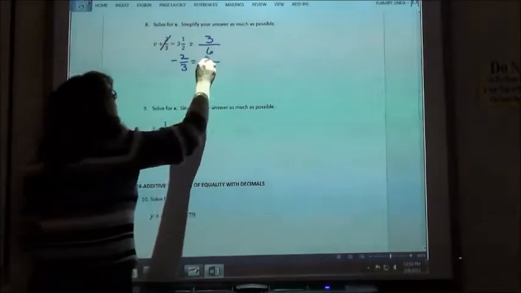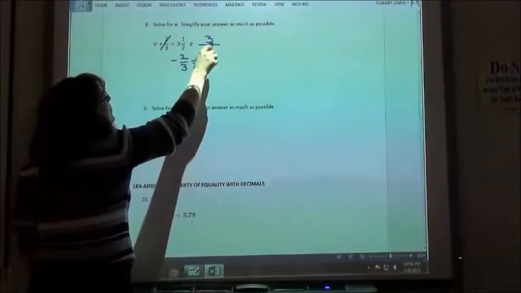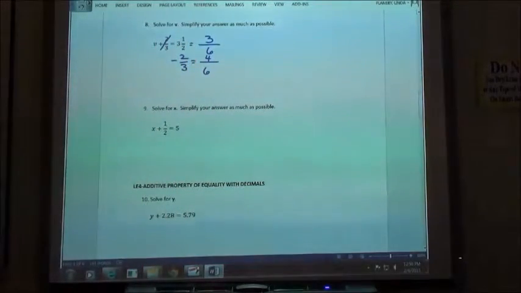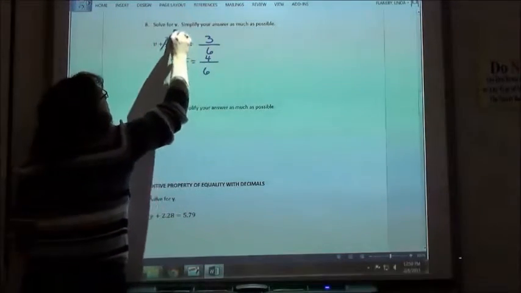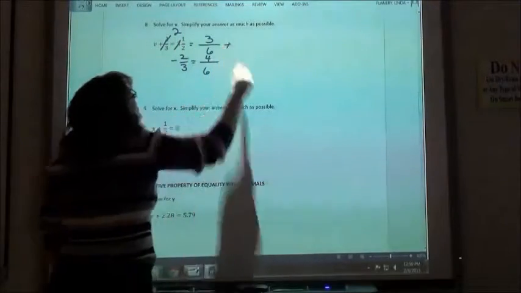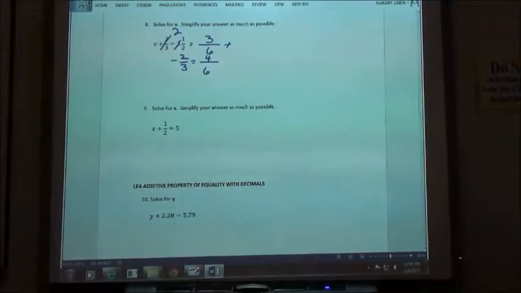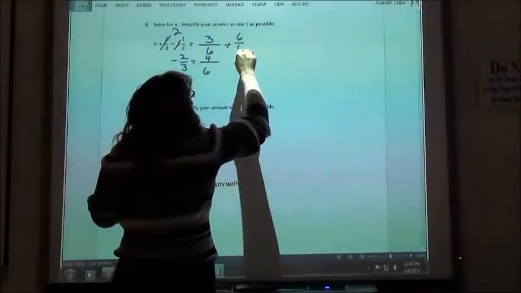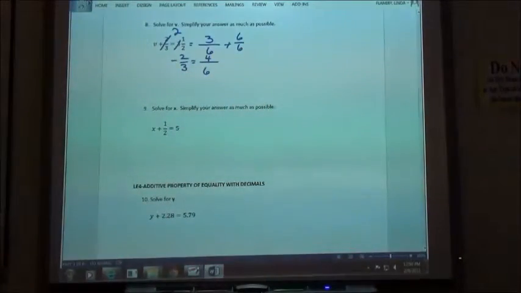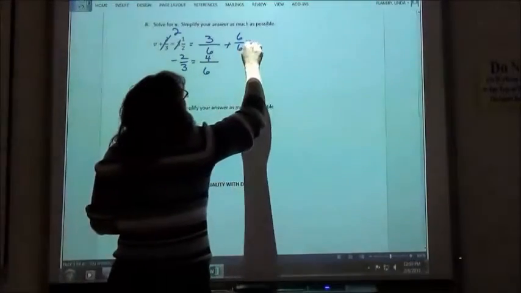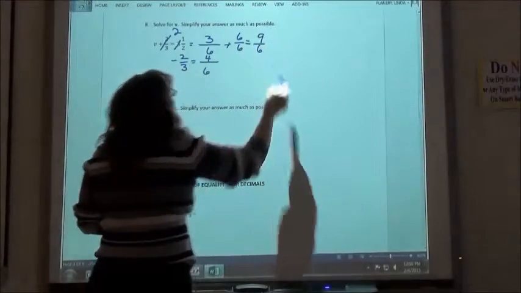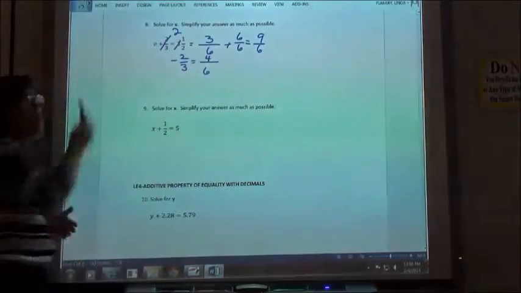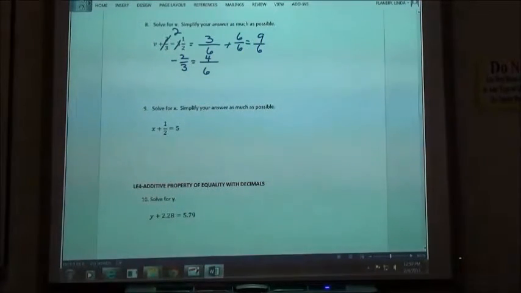4. I can't take 4 away from 3, so I end up having to borrow. I borrow 1 from the 3 and make it a 2, and what do I add to my 3/6? 6/6, right? Remember when I borrowed 1? I had to do it in terms of my denominator, so 1 is 6/6. So 3/6 plus 6/6 is now 9/6. Then now I can take 9/6 minus 4/6, then I get 5/6.